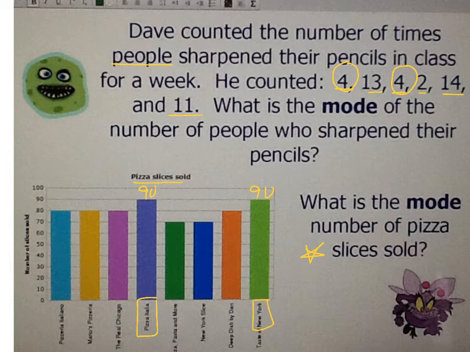So finding the mode in a data set is a little bit different than finding the mode in a bar graph. In a data set, we look at the number that occurs the most, and here it was 4 and 4. But in a bar graph, we look for the bar that is the highest.